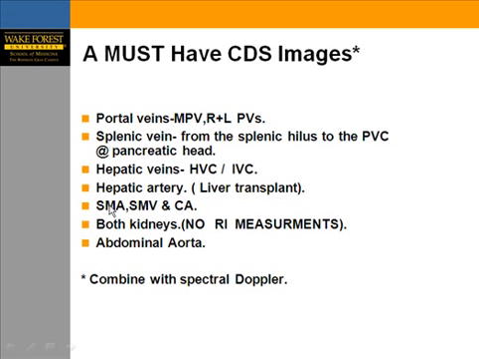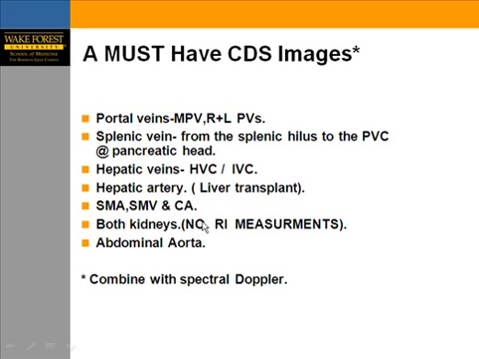We also look at the SMA and the SMV and the celiac axis. Looking at these vessels helps us many times to localize the pancreas. When we're looking at the pancreas, it helps us identify the pancreas and may also help us localize lesions in the pancreas better than when looking at the pancreas with grayscale alone.